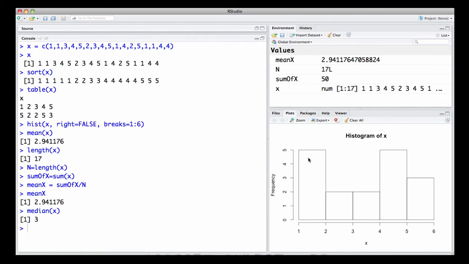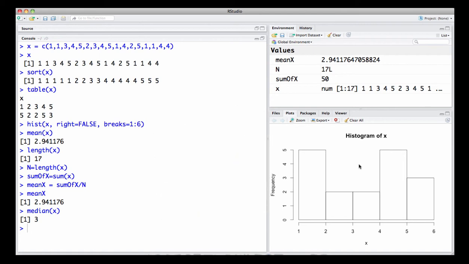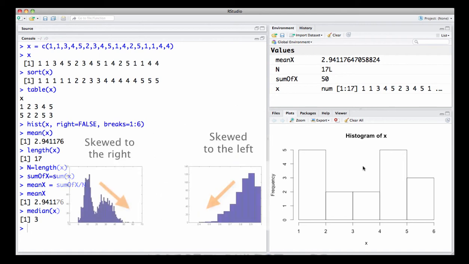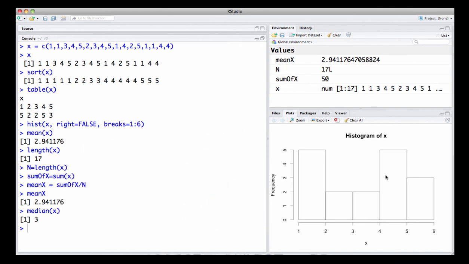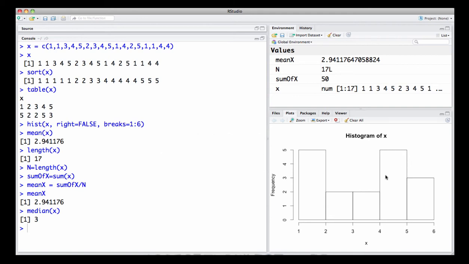If there was only one distinct peak, that would be what's called a unimodal distribution. I could also have something called a skewed distribution, in which case I would have a noticeable tail, say to the right, in which case it would be a right skewed distribution, or a distribution skewed to the left, which would be a left skewed distribution. Lastly, just one more way to describe these distributions. If it's a totally uniform distribution, if there are no clear peaks anywhere, or if every value occurs with an equal frequency, we call that a uniform or non-modal distribution. There is no mode.